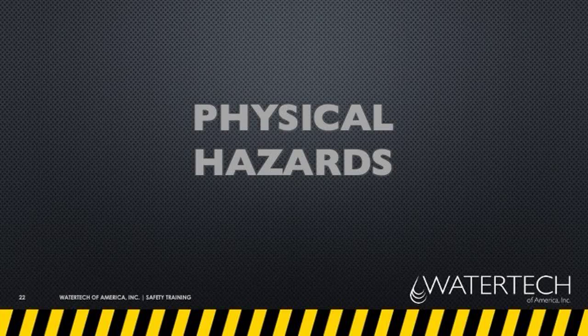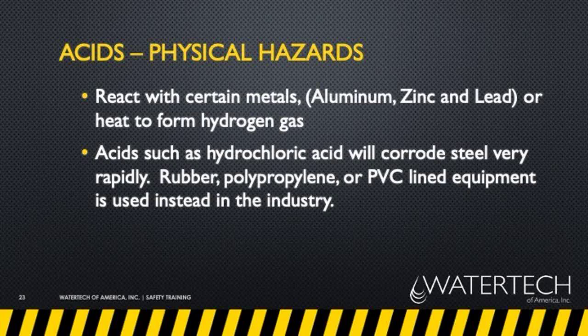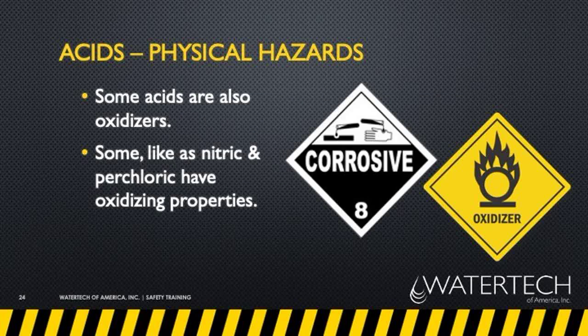Now we will get into acid and caustic physical hazards. Acids are going to react with certain metals and form hydrogen gas. Not all metals are compatible with acids and some need to be lined to protect them from corrosion. Stainless steel is incompatible with sulfuric acid. Don't mix chlorine and acid. When this occurs, chlorine gas or mustard gas is generated.